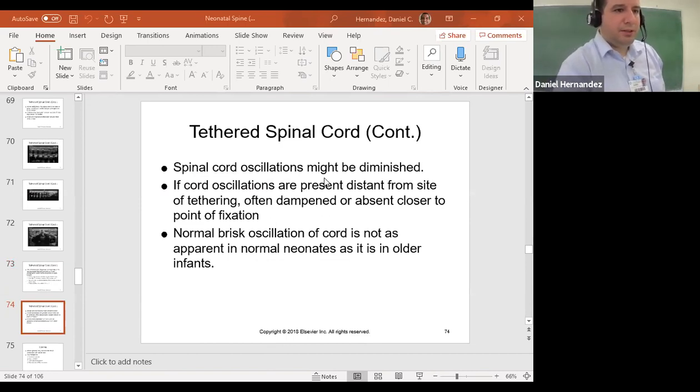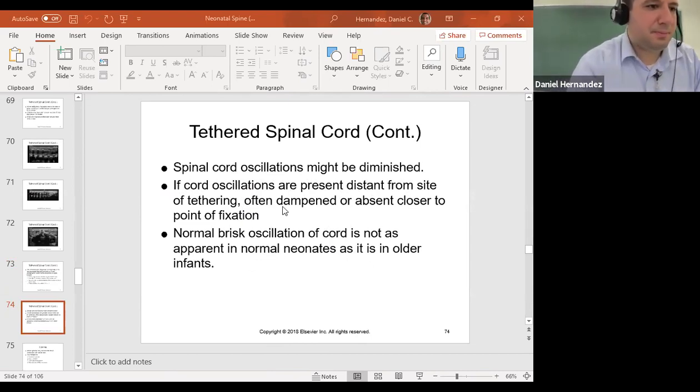Spinal cord oscillations might be diminished. If cord oscillations are present distant from the site of tethering, they're often dampened or absent closer to the point of fixation. Normal brisk oscillations of the cord are not as apparent in normal neonates as they are in older infants.